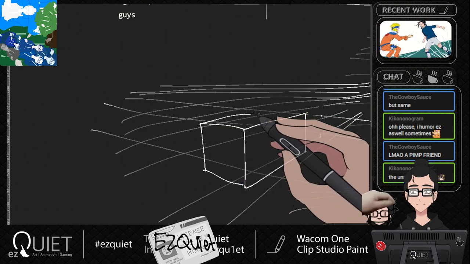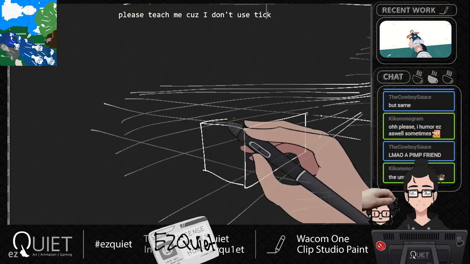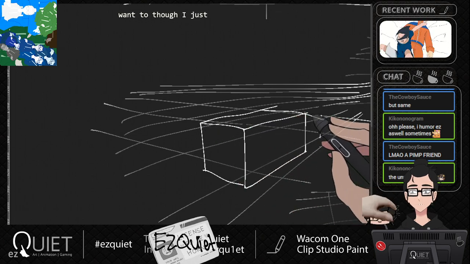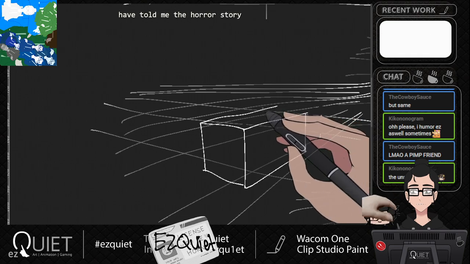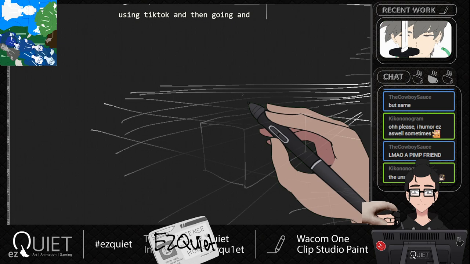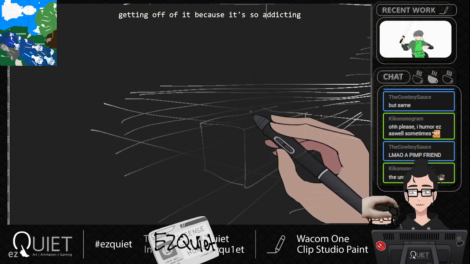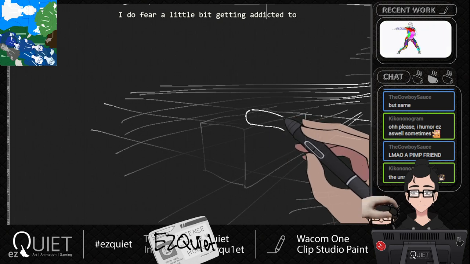So if you guys ever think of new TikTok terms, please teach me, because I don't use TikTok. I want to though. I just fear it. I've heard the horror story of using TikTok and never getting off it because it's so addicting. I do fear getting addicted to this platform because I'm already addicted to Twitter.